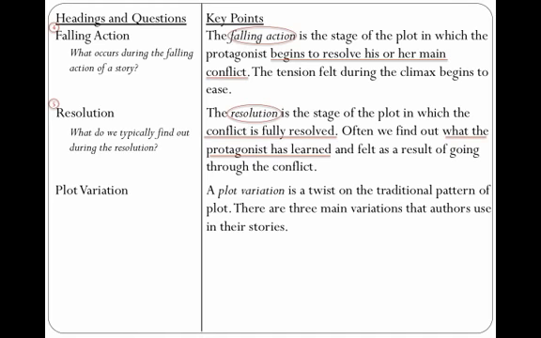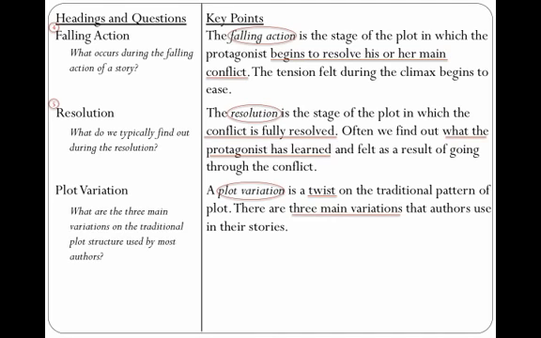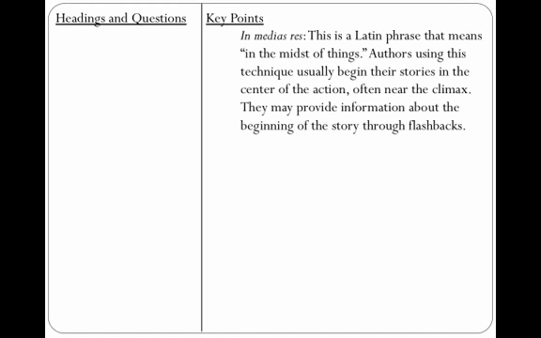Now, we're going to go over these plot variations, and hopefully this will give us a little bit more in-depth understanding of how authors sometimes approach a story. They don't always have to follow the 5 stages of plot in that order. Sometimes they make some changes to make the story more interesting. These are some annotations that I made. And a question is, what are the 3 main variations on the traditional plot structure used by most authors? Let's check out the first one on the next slide.